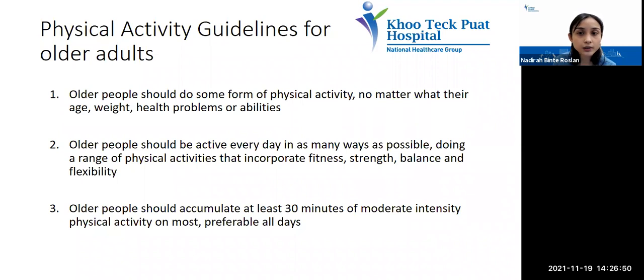In general, physical activity guidelines for older adults are: Older people should do some form of physical activity, no matter what their age, weight, health problems, or abilities. Older people should be active every day in as many ways as possible, doing a range of physical activities that incorporates fitness, strength, balance, and flexibility. Older people should accumulate at least 30 minutes of moderate intensity physical activity on most, preferably all days.